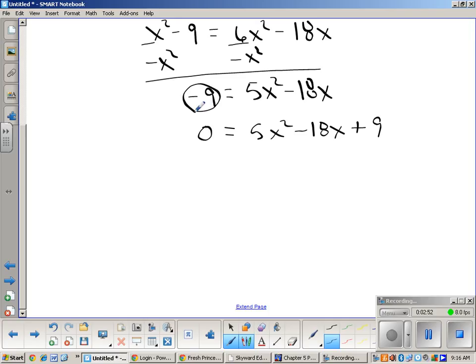Now we can factor. We could graph. Probably not the way we want to go, but we could graph. Or we could use quadratic formula. Or we could complete the square. All those methods we taught you to use to solve this quadratic.